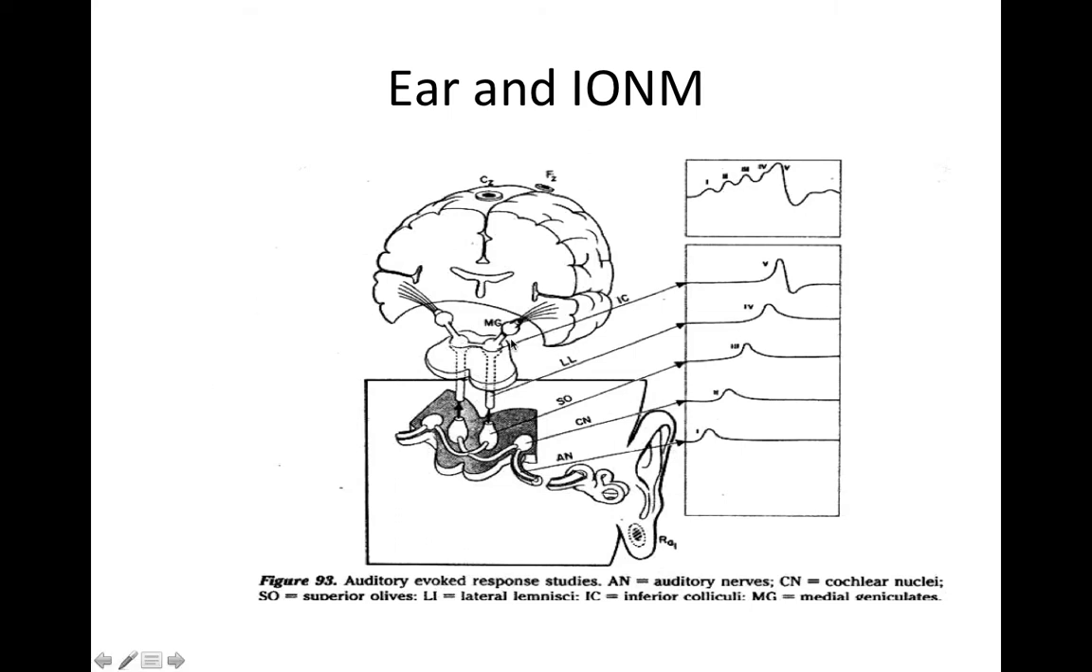Wave 6 is going to be from the medial geniculate body that's in the midbrain, and then wave 7 is going to come from those auditory radiations, which go to Heschl's gyrus in the auditory cortex.